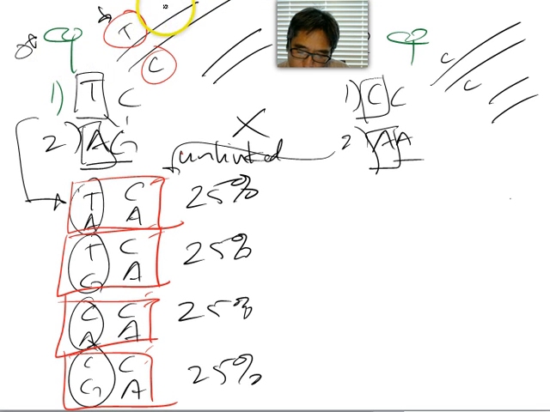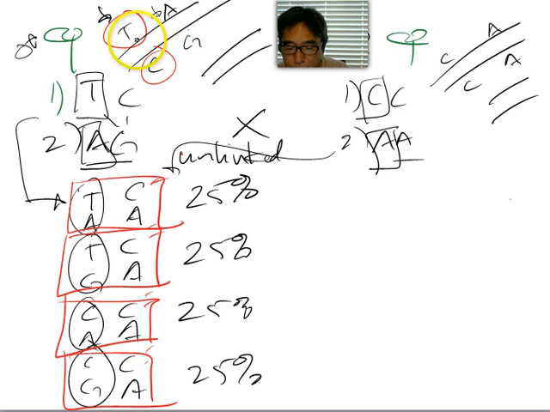Position 2 might be here, and that would be, in this case, an A and a G. And then on this side it would be an A and an A. So the way I got this set up, they're linked. T is linked to A, C is linked to G. So what that means is T and A would be found together more often. C and G would be found together more often.